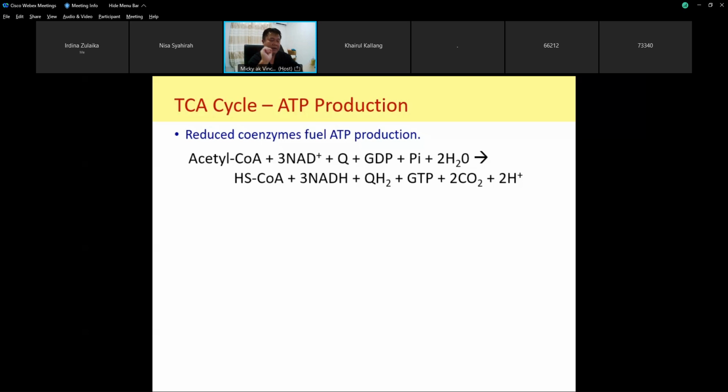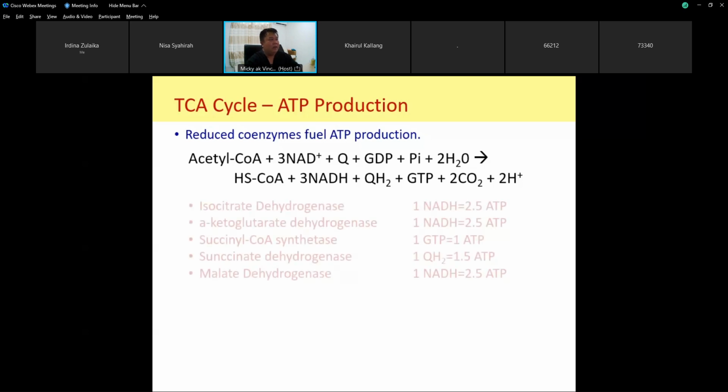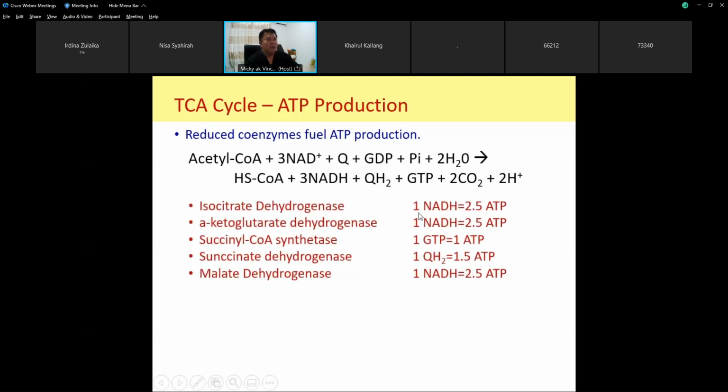Okay, I hope that you remember that. I think sebenarnya dah cover lah. So by the end of the ATP, what happened is that one NADH is actually 2.5 ATP. One FADH, kalau kamu perayu dulu, kamu akan cakap 2 ATP kan, actually is only 1.5.